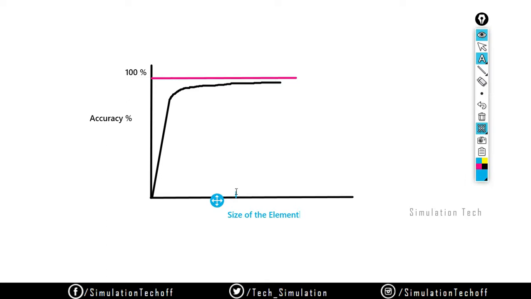Okay, so what do you observe from this diagram? What do you actually observe from this diagram? The size of this element. Can anyone tell me what you get from this graph? Up to a certain point, by increasing the size of the element, accuracy is increasing. Okay, so after that, it will work only for certain values.